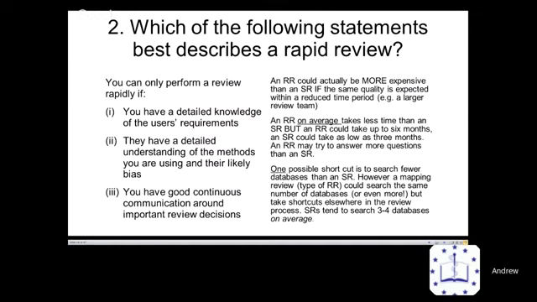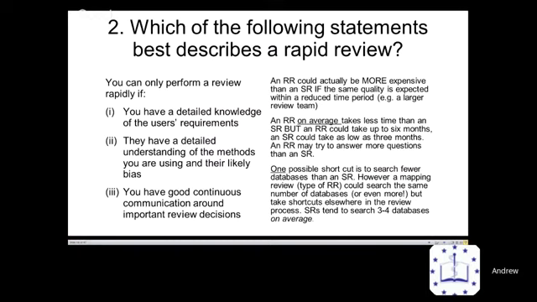And bad reviews maybe is the 50th type. I didn't have that as a label. So you can only perform a review rapidly if you have a detailed knowledge of the user requirements. They have a detailed understanding of the methods you're using. And although, because you're doing this within a different time scale, you're less likely to remove all the areas of bias as you would do with a systematic review, you at least tell the customer what the main areas of bias are.